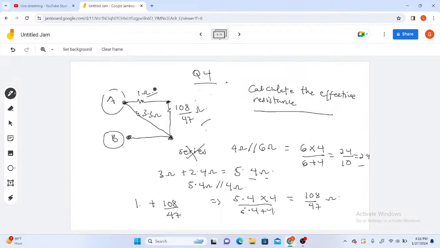So 108 on 47 plus 1. That will be giving us 155 on 47. Hence, I'm going to clean these two and replace it with a single resistor of magnitude 155 out of 47, right? So I'll clean this. So I have this branch here, and this part is 155 on 47.